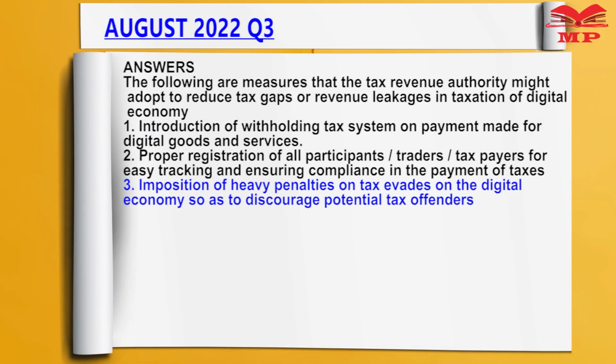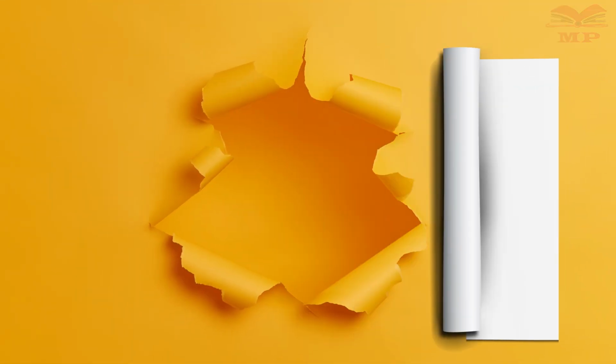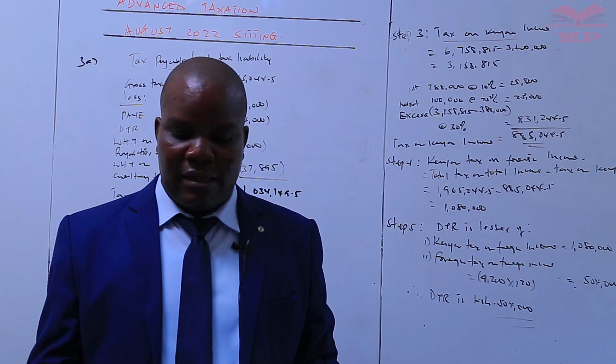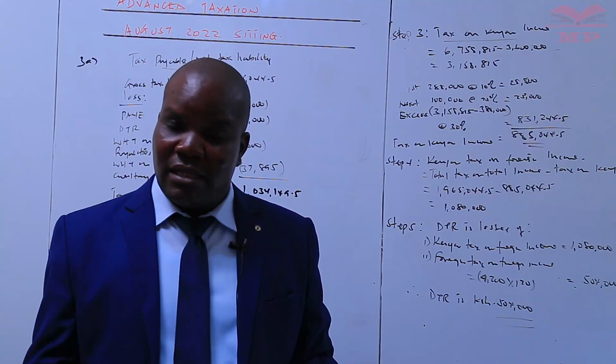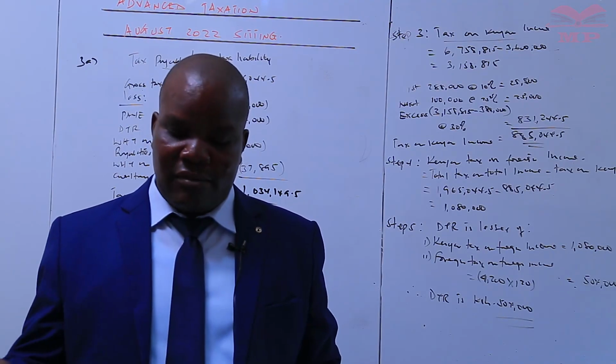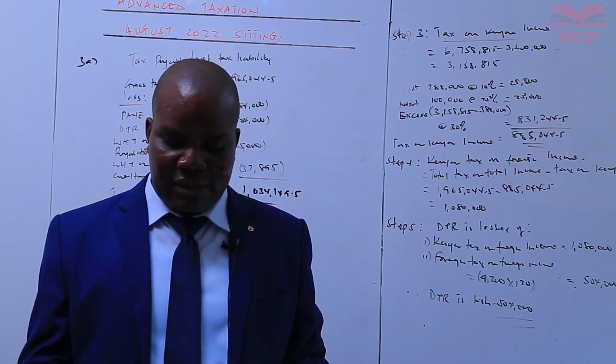Number 3, another measure is imposition of heavy penalties on tax evaders in the digital economy so as to discourage potential tax offenders. So the tax authority can ensure that whoever is found guilty of tax evasion in this particular economy is punished heavily so that may discourage potential tax offenders in this economy.